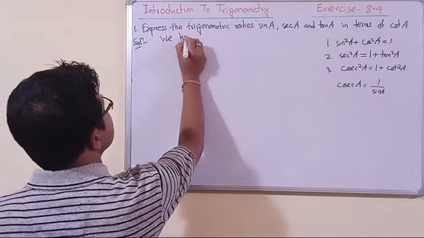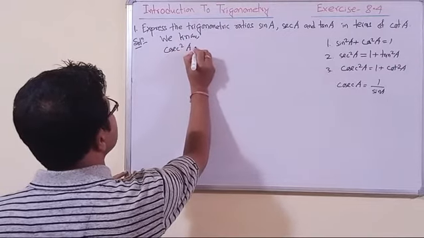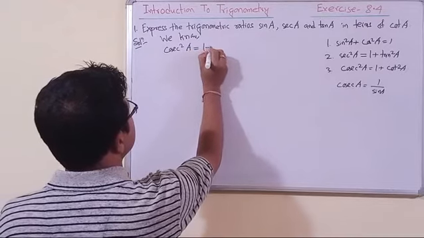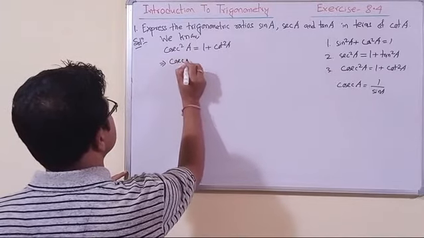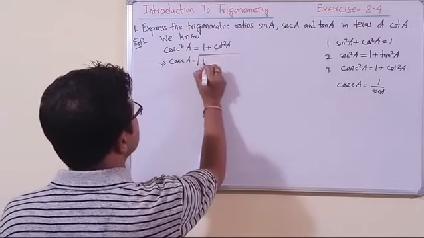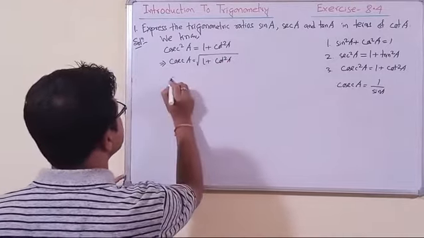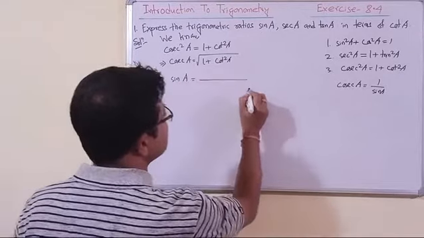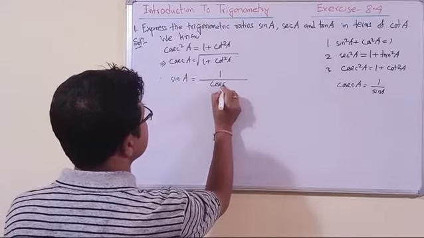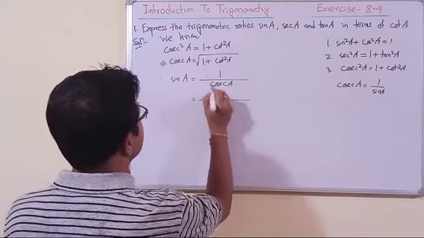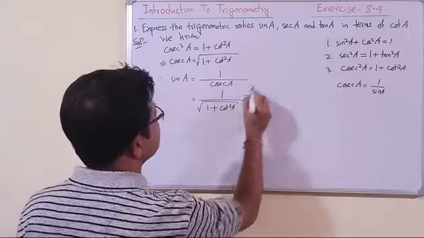We know cosec square A is equal to 1 plus cot square A. So cosec A is the square root of 1 plus cot square A. Cosec A we have found. Therefore sin A we can now easily find out. What is sin A? Sin A is the reciprocal of cosec A. They are the reciprocal of each other. 1 by cosec A is 1 over the square root of 1 plus cot square A. So the first one is done.